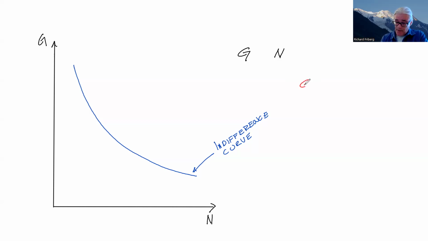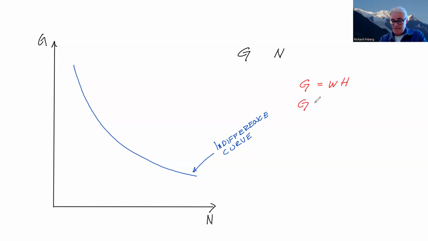So we have the amount of goods that you can purchase, and to make it simple here, we just normalize the price of goods to 1. So, think of the price of goods as 1. So how much goods can you purchase? Well, that depends on, there's a wage here, a wage per hour W that you're working, times H, which is the amount of hours that you're working.